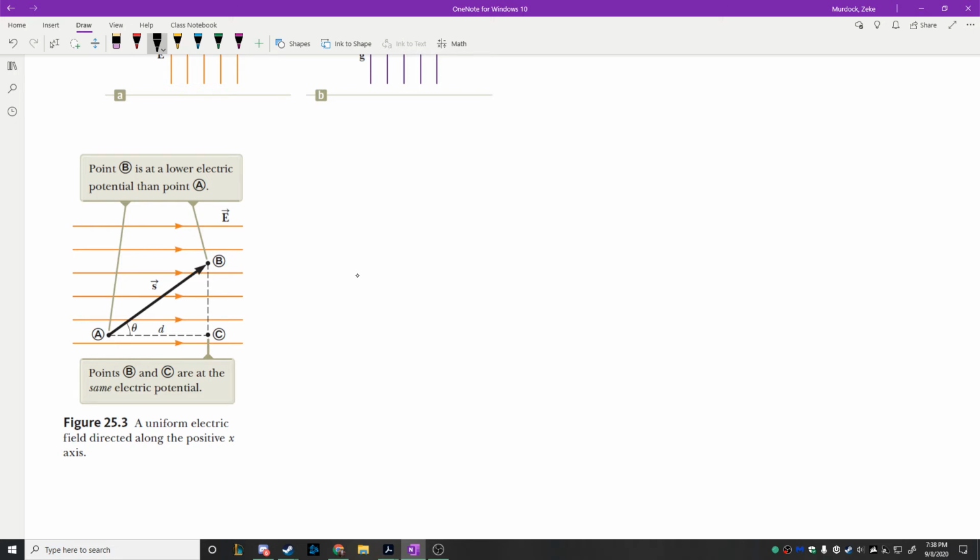What we want to know here is the potential difference between points A and B. I'm going to call that delta V from A to B. We want to calculate also the change of potential from A to C, and then finally delta V from C to B. Those are the three things we want to calculate. What are these all equal to?